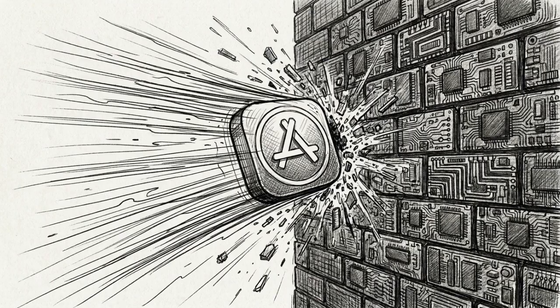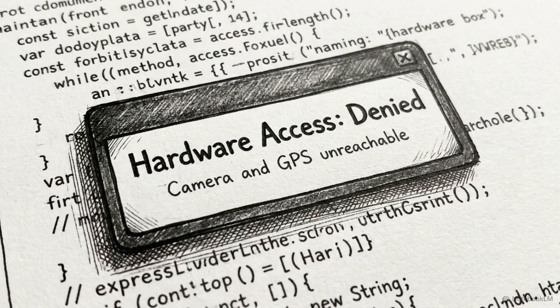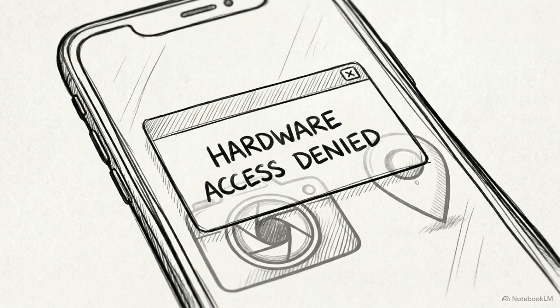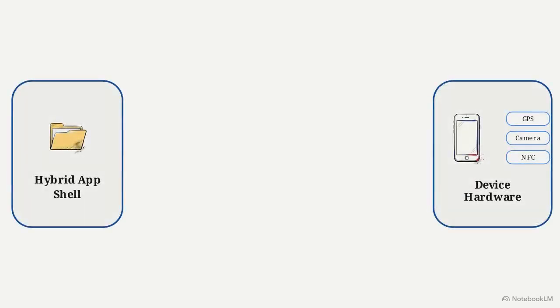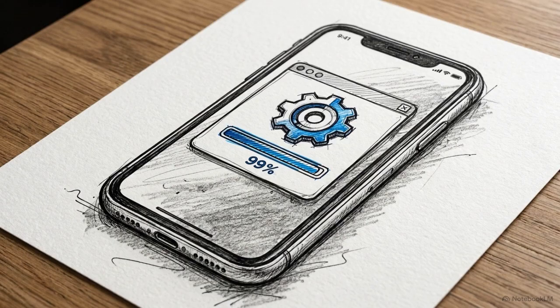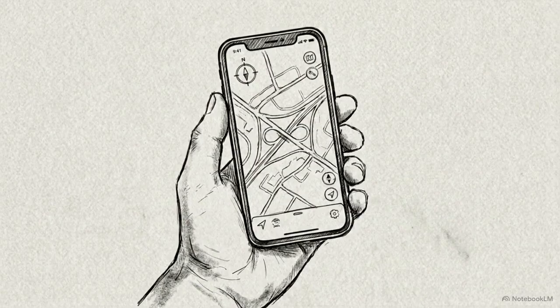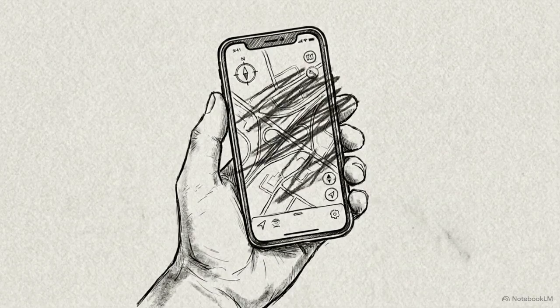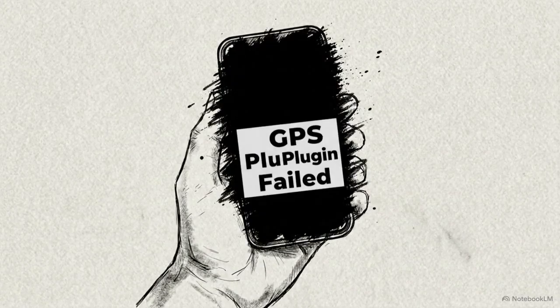You also run into a hardware integration wall. Hybrid apps built on these frameworks do not have direct native access to device features like the camera, NFC sensors, or GPS. To fix this, developers rely on third-party plugins. As this diagram shows, the plugin acts as a mandatory bridge between your hybrid shell and the device's physical hardware. This creates operational risk. When Apple or Google push a major OS update, it can break these plugins, causing your camera or GPS features to fail until the external library gets patched.